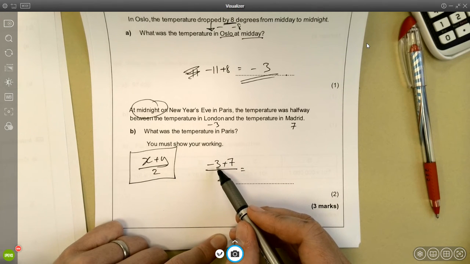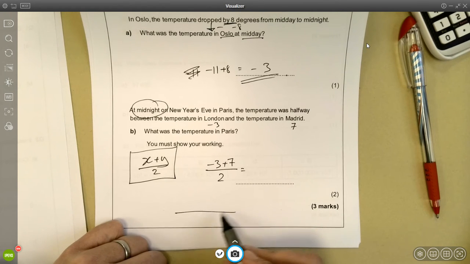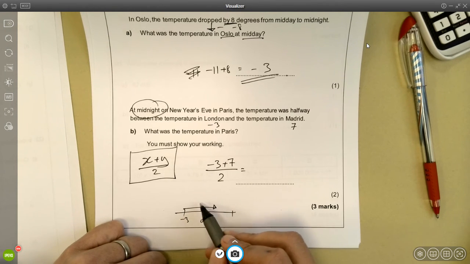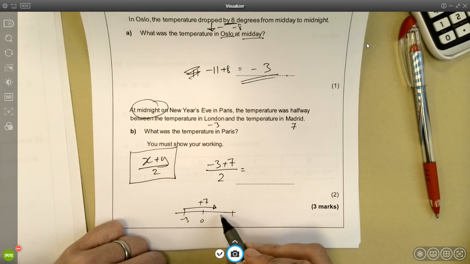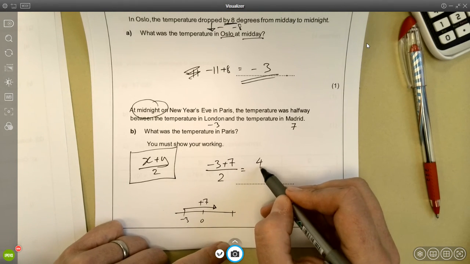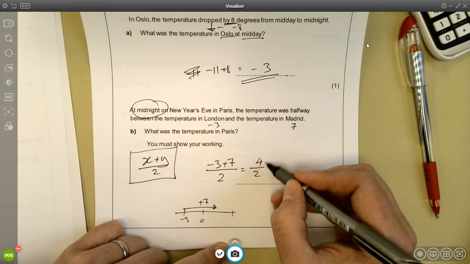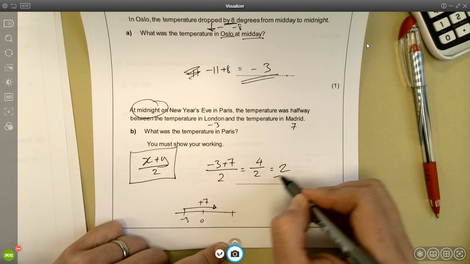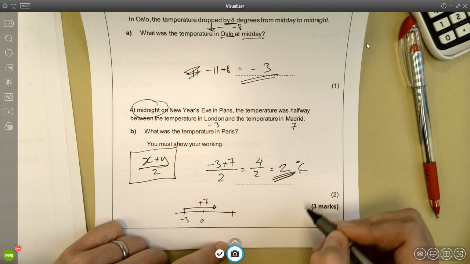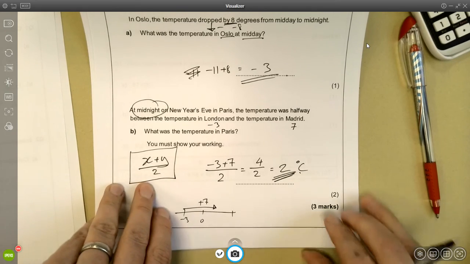So let's think, we're going to go from -3 and we're going to add on 7. So -3 is there, 0's there, we're going to add 7 on. So it's going to go into the positive here, and it's going to go to 4 divided by 2, and then that's going to go to 2. So it must have been 2 degrees C. Right, next up.